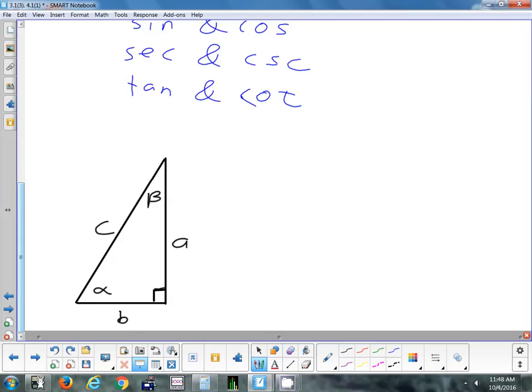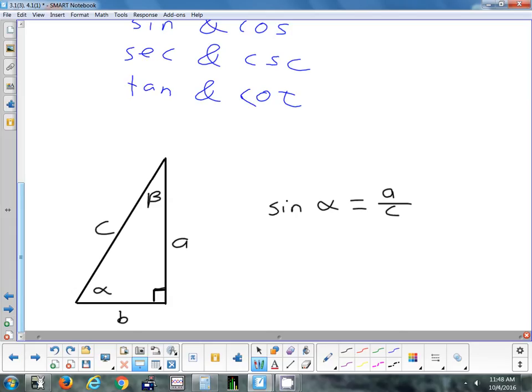All right, let's look at a few trig ratios here. Let's look at the sine of alpha. Sine is opposite over hypotenuse. Nolan, what side is opposite alpha? A. And sine is opposite over hypotenuse. What's the hypotenuse here? C. So sine of alpha equals A over C. Nothing very interesting there. But let's look at something a little different.